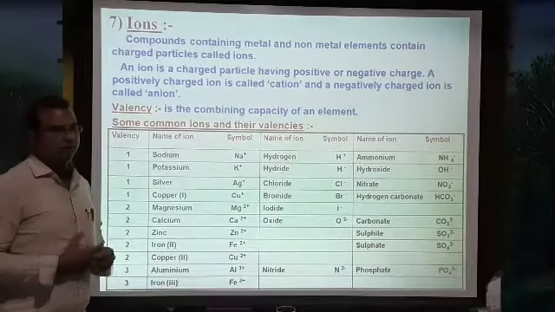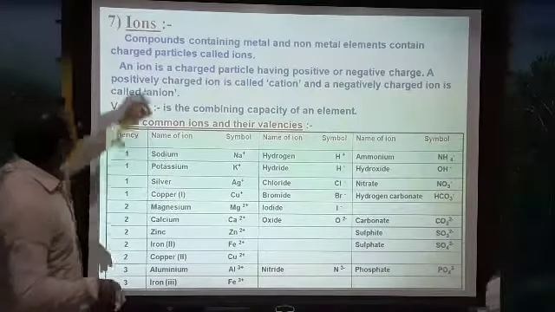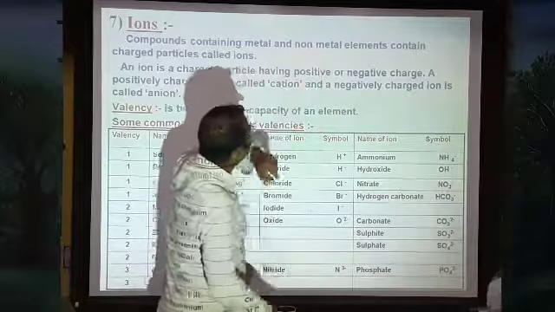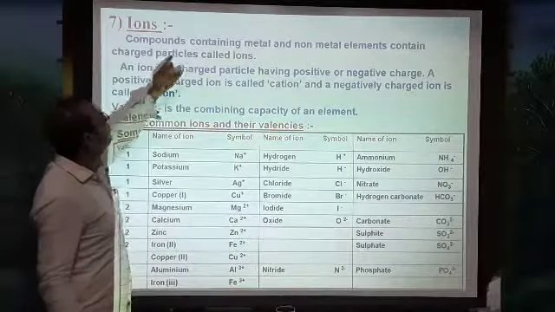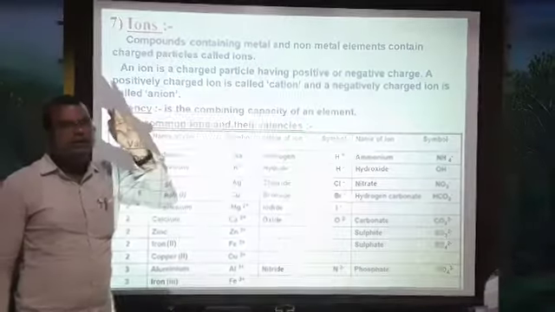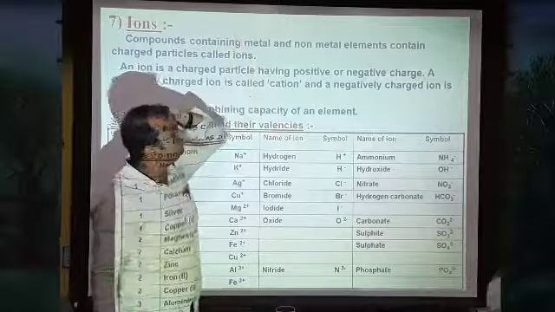So what is an ion? Ion is what? Charged particles. The charged particles of an atom are called ions. Compounds contain metals and non-metals. Elements contain charged particles called ions. So here the compounds contain metals and non-metals, elements.